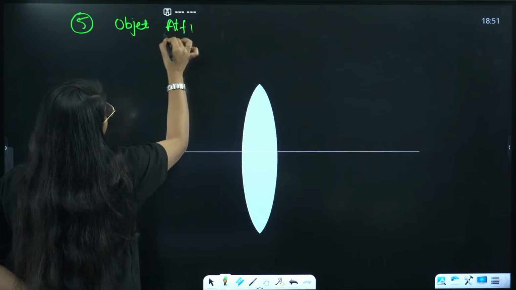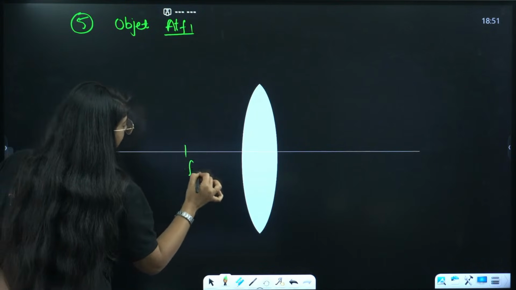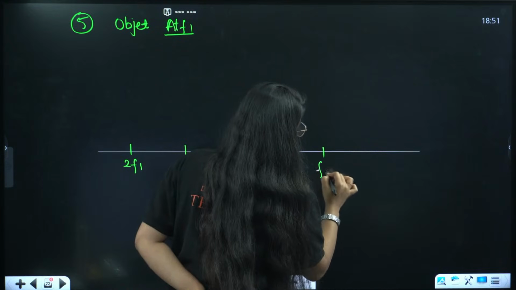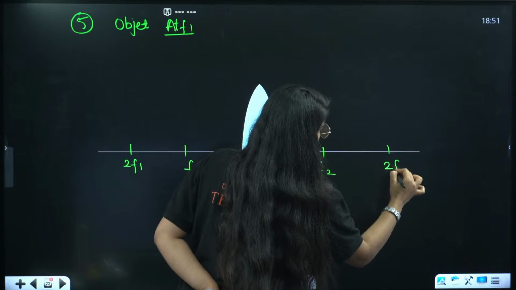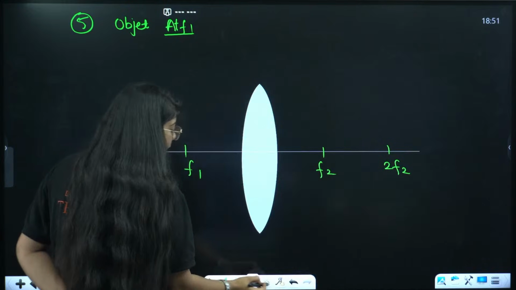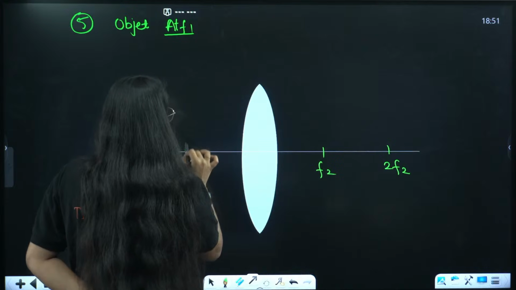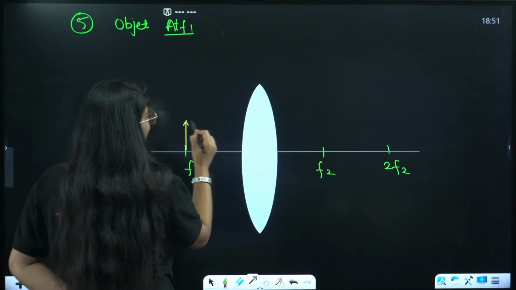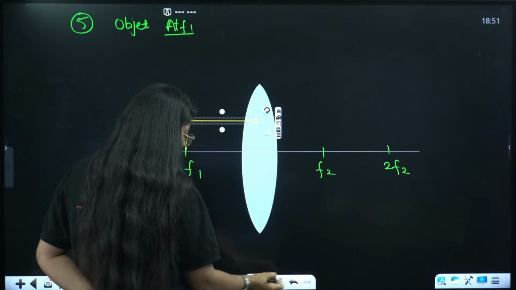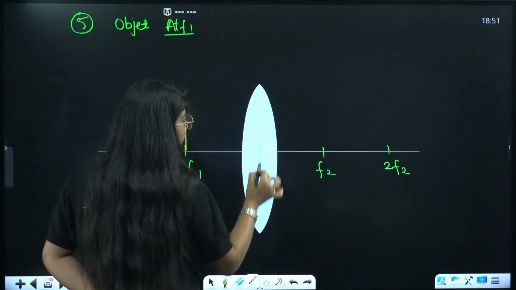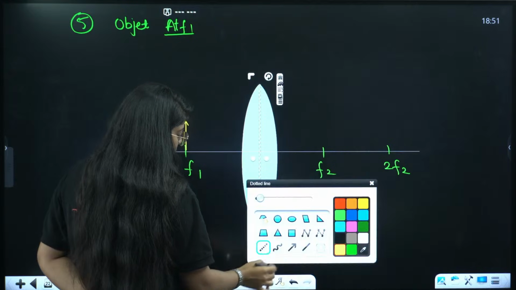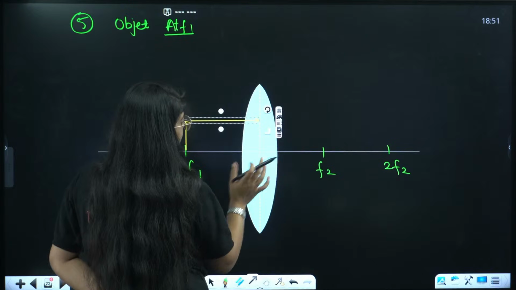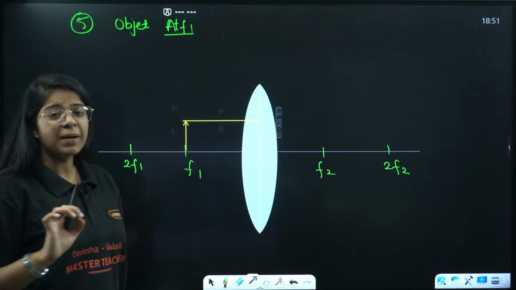Okay, at f1. Let's draw f1, and here will be 2f1, here will be f2, and here will be 2f2. What do we have to do? We have to place our object at the focus. Placed, done. The first ray goes parallel. Always draw the optical axis first. So the first ray is always parallel to the principal axis. Done.